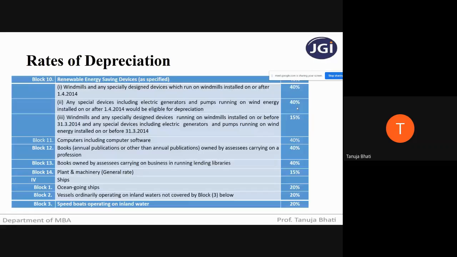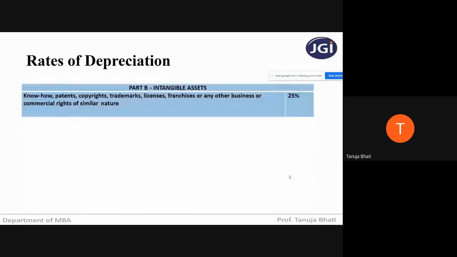Now, can you all tell me, students, if I purchase a plant and machinery and I'm using it for less than 180 days, what is going to be the rate of depreciation that I'm going to charge? Ma'am, 50%. How much? 50%, ma'am. 50% of what? Ma'am, rate of depreciation. Half of the rate of depreciation. So if the rate is 15%, I'm going to charge only 50% of 15%. So that is how much? 7.5%. Correct? Understood?